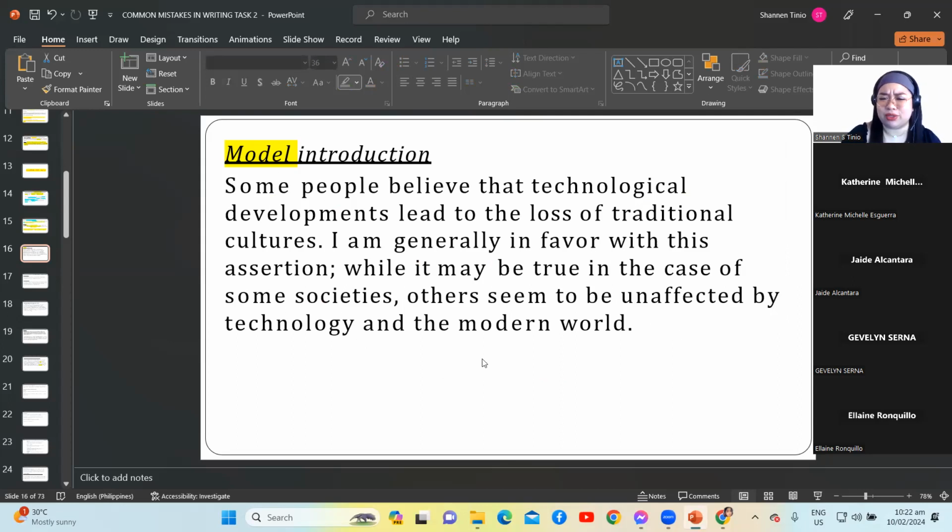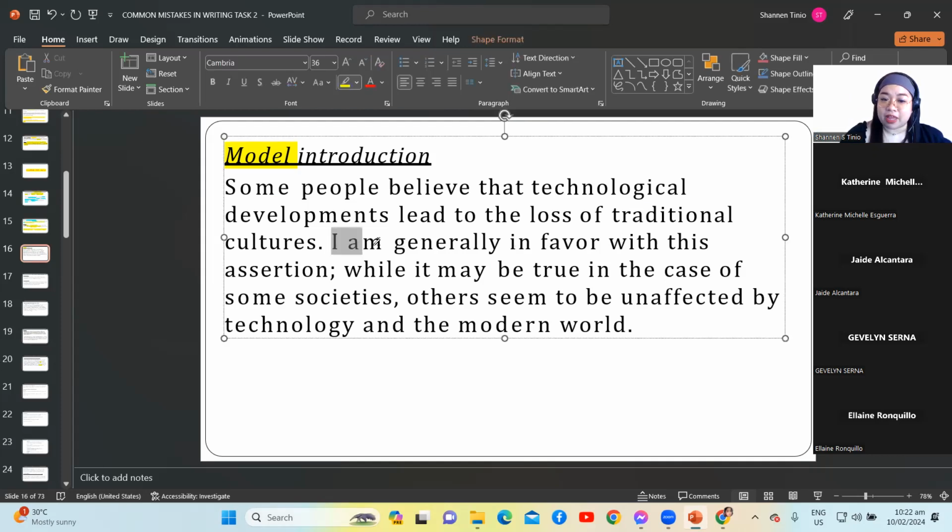Sobrang gandang introduction naman nito. Maiksi lang. Substantial? Check. Concise? Check. Na-reinstate ba or na-paraphrase ba yung main idea ng topic? Check. Naibigay ba ang thesis statement? I am in favor. In favor. It means I agree. This is another way of saying I agree. Check. Naibigay mo ba ang iyong opinion?